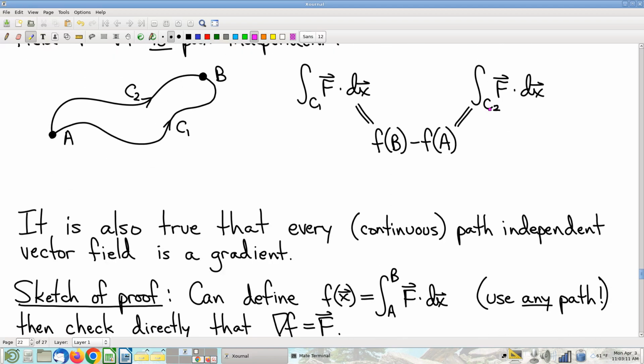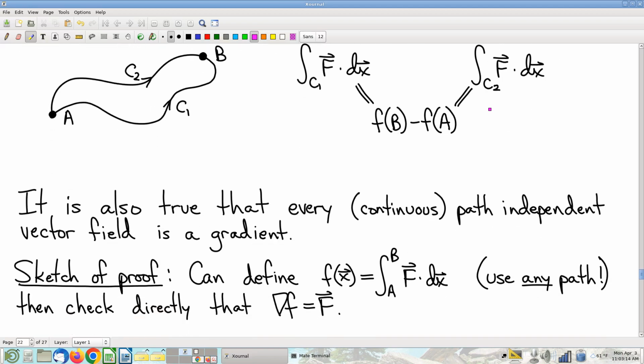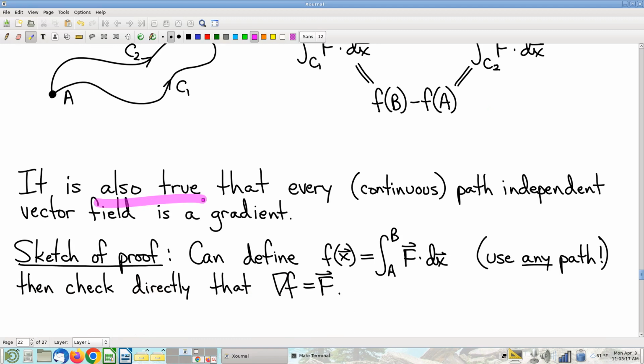Real quick, what we've shown here is that every gradient is path independent. I'm going to say it's also true, and I don't want to go into the proof, so if you're curious, you can take a glance at this, but it's also true the other way: in the nice regularity category, continuous, every path independent vector field is a gradient. So this goes both ways in this regular category. Path independence and gradient are the same thing. It's kind of wild. Okay. Pausing? Questions? Is everybody good?